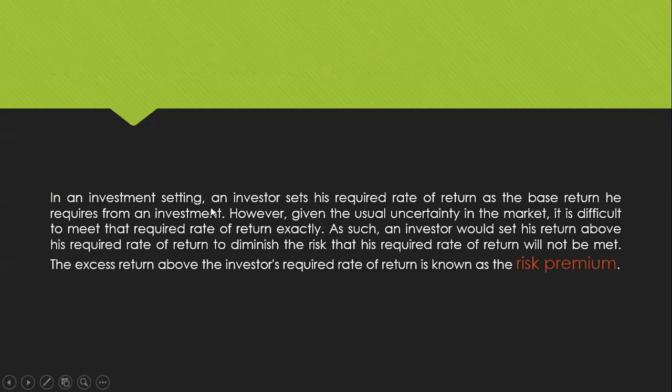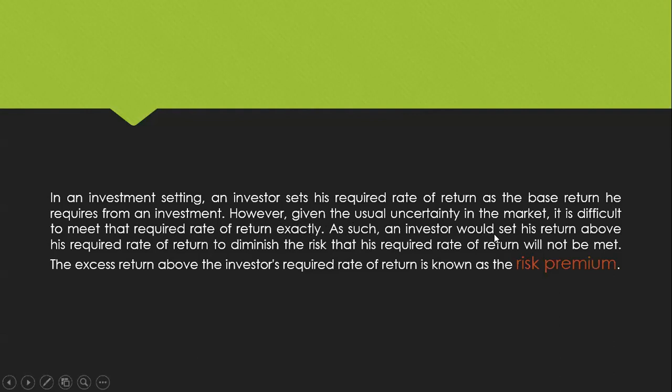Now, in an investment setting, an investor sets his required rate of return as the base return he requires from an investment. However, given the usual uncertainty in the market, it is difficult to meet that required rate of return exactly. So, in other words, initially, at the start, we set our own required rate of return. However, since there is too much uncertainty in the market, we add a little to it. We give it an allowance because it is difficult to meet that required rate of return exactly. So we should have an allowance for that.